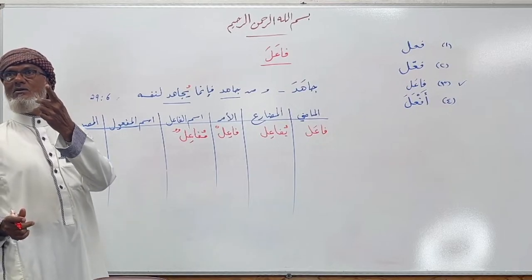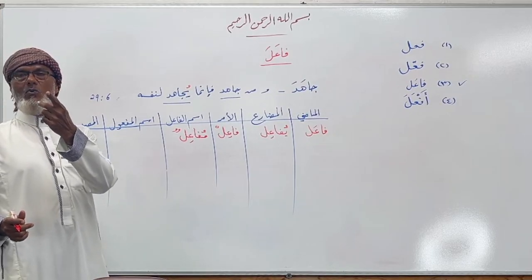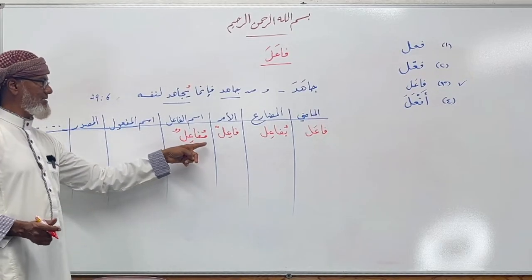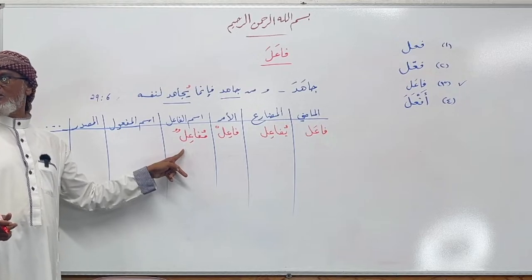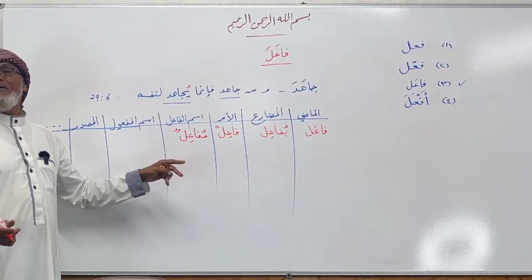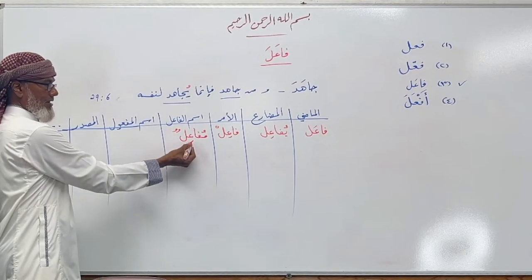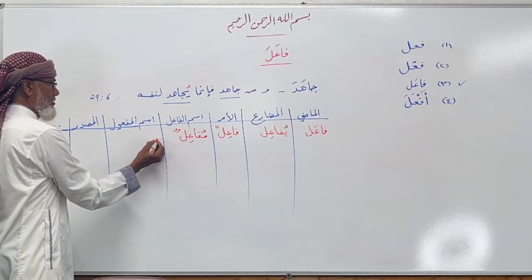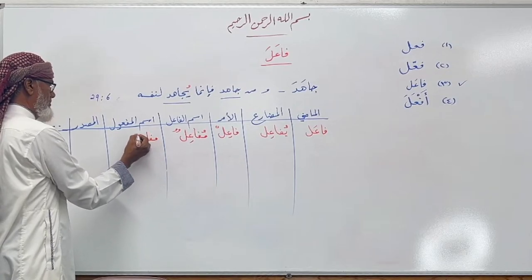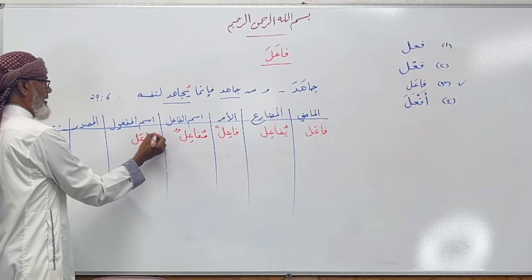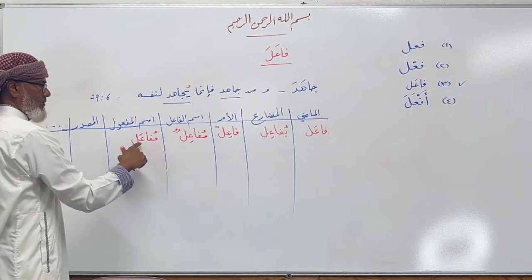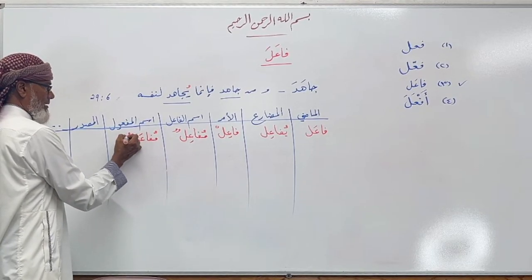And the ism al-maf'ul is the same thing with one slight difference. What is it? What do we change? We have to look at this, use this as the pattern and make one change. We change the kasra to a fatha. So it becomes mufa'alun. Kasra here, fatha here.